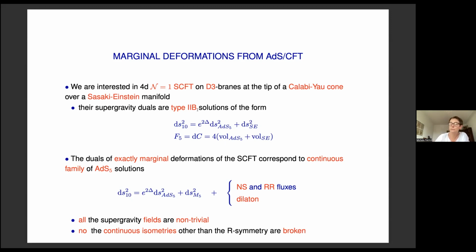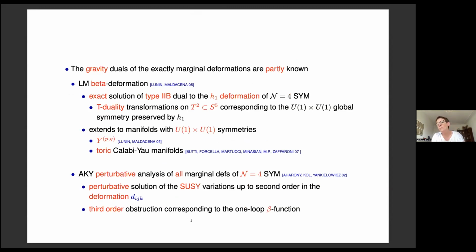So if we now want to look for the solutions describing the deformed N=1 SCFTs, we expect them to still have an AdS factor because they're conformal. But because we also expect non-trivial dilaton and non-trivial Neveu-Schwarz and Ramond fluxes, the internal geometry will not be Sasaki-Einstein anymore. Another thing we expect is that the solution will generically not have extra continuous isometries other than the one dual to the R-symmetry. So we don't know much about these dual solutions.